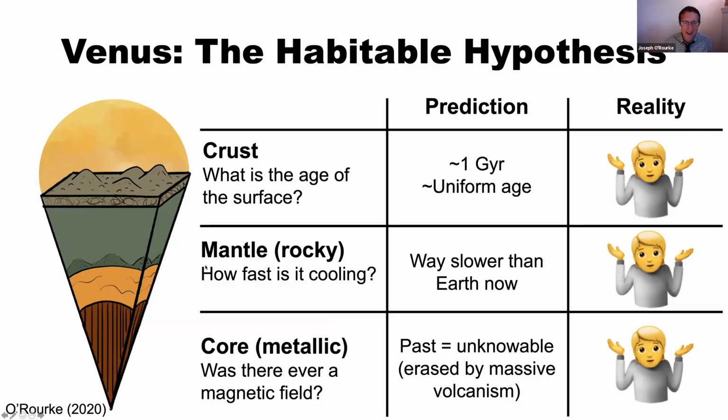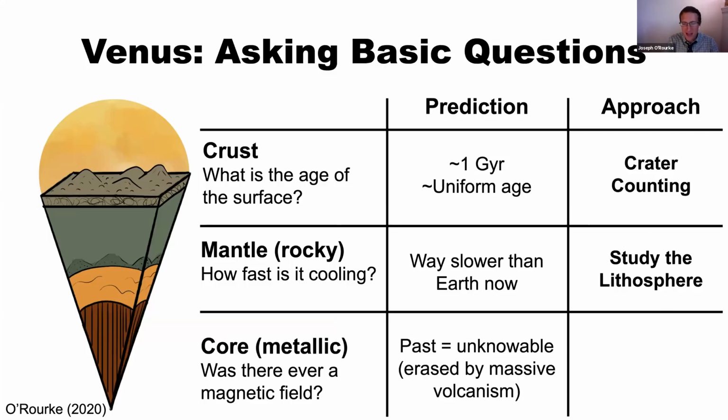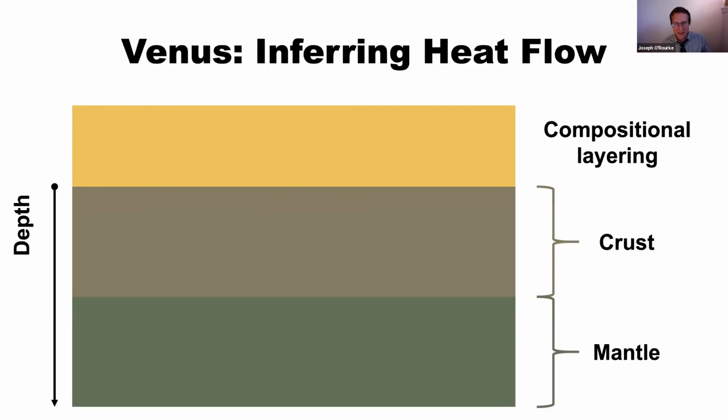Maybe we'll have better luck, which is: how fast is the mantle cooling? And remember that the prediction of the particular provocative story that I told you is that it's cooling way slower than Earth is now. The approach that we're going to take is totally different. We're no longer going to worry about impact craters, but we're going to employ other techniques to study the lithosphere of Venus. So the first question is, what is the lithosphere?